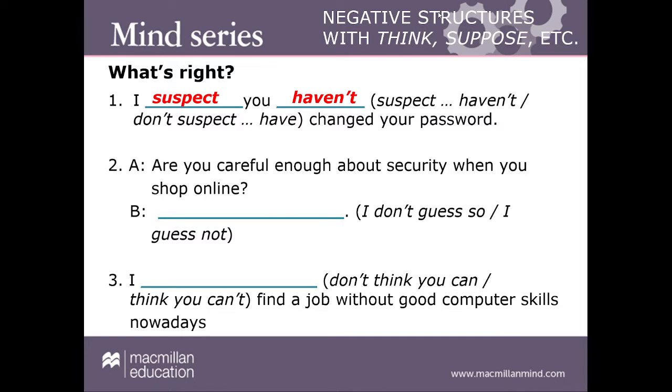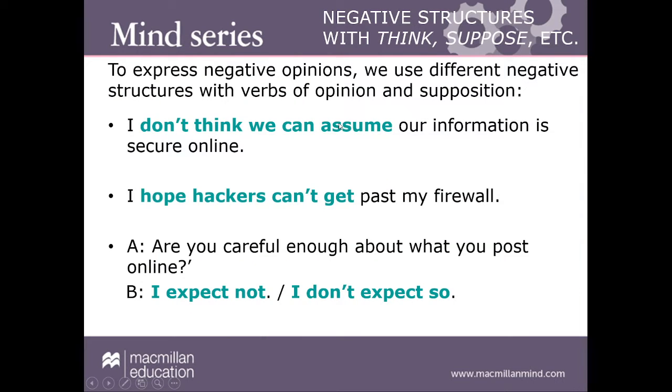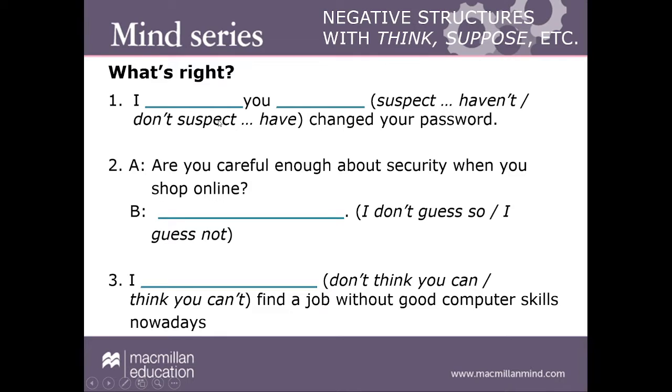So I have a presentation here. Okay, you can see my presentation. So to express negative opinions, we use different negative structures with verbs of opinion. Supposition. I don't think we can assume. I hope hackers can't get in. I expect not. You know this. But now, what's right? You have suspect. I suspect you haven't changed your password.